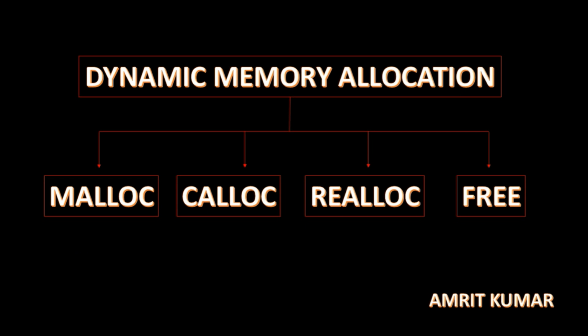Malloc, calloc, realloc, free. So this is dynamic memory allocation. Dynamic memory allocation has been classified, as you can see here, into four parts: Malloc, calloc, realloc and free. These four functions help you create dynamic memory allocation in C language. So let's learn about the Malloc function, what it is, what its work is, and the program related to Malloc.